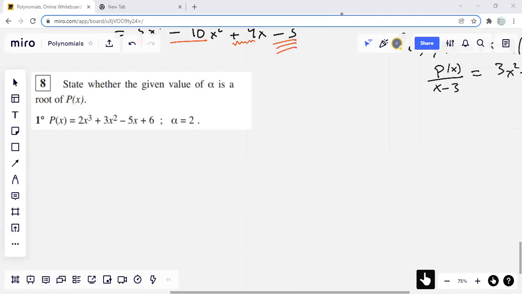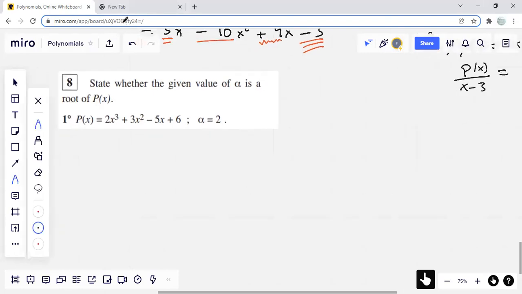Okay, in this exercise, we have to state whether the given value of alpha is a root of p of x. Okay, this is a very simple exercise. To do this, how do we know if alpha is a root or not? We simply find p of alpha. If the answer is equal to 0, okay, then it is a root. If it is different than 0, then it is not a root. Okay, so let's try p of alpha in this example.